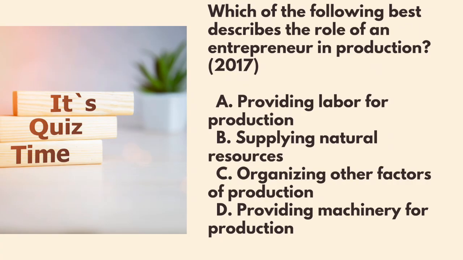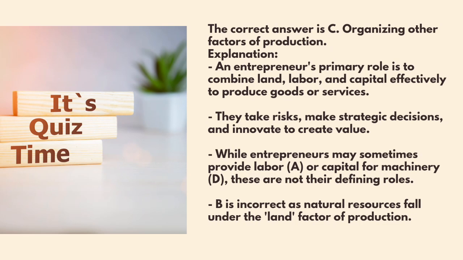Which of the following best describes the role of entrepreneur in production? Option A, providing labor for production. Option B, supplying natural resources. Option C, organizing other factors of production. And option D, providing machinery for production. What is the answer? Think over it. The correct answer is option C, organizing other factors of production.